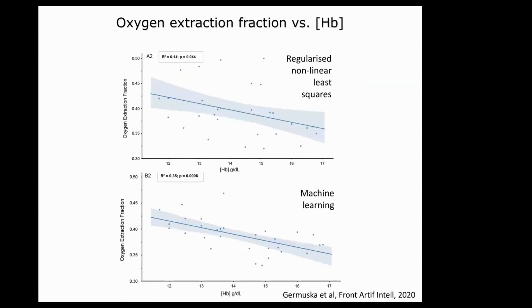And we can also see this when we look at the correlation between oxygen extraction fraction and hemoglobin concentration that we measure in our participants. This is important for getting a good estimate of oxygen consumption. We need to know how much oxygen the blood is carrying. So if we look at the machine learning approach down the bottom, we see a tighter correlation between hemoglobin concentration and oxygen extraction fraction, which is what we would expect.